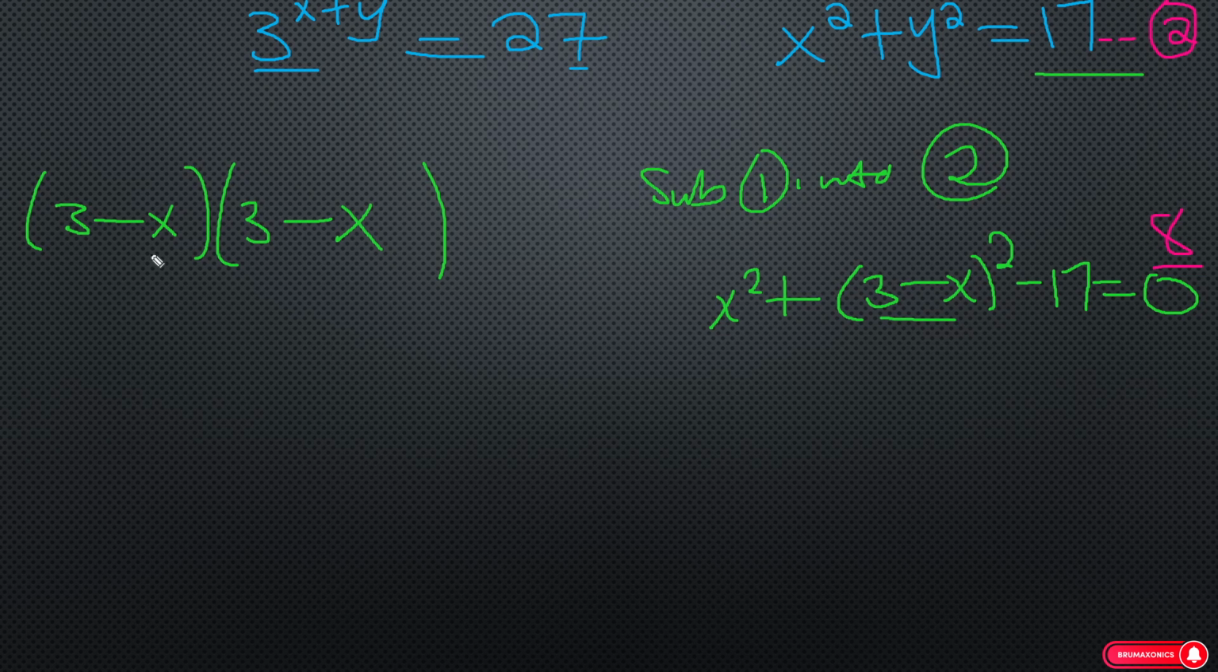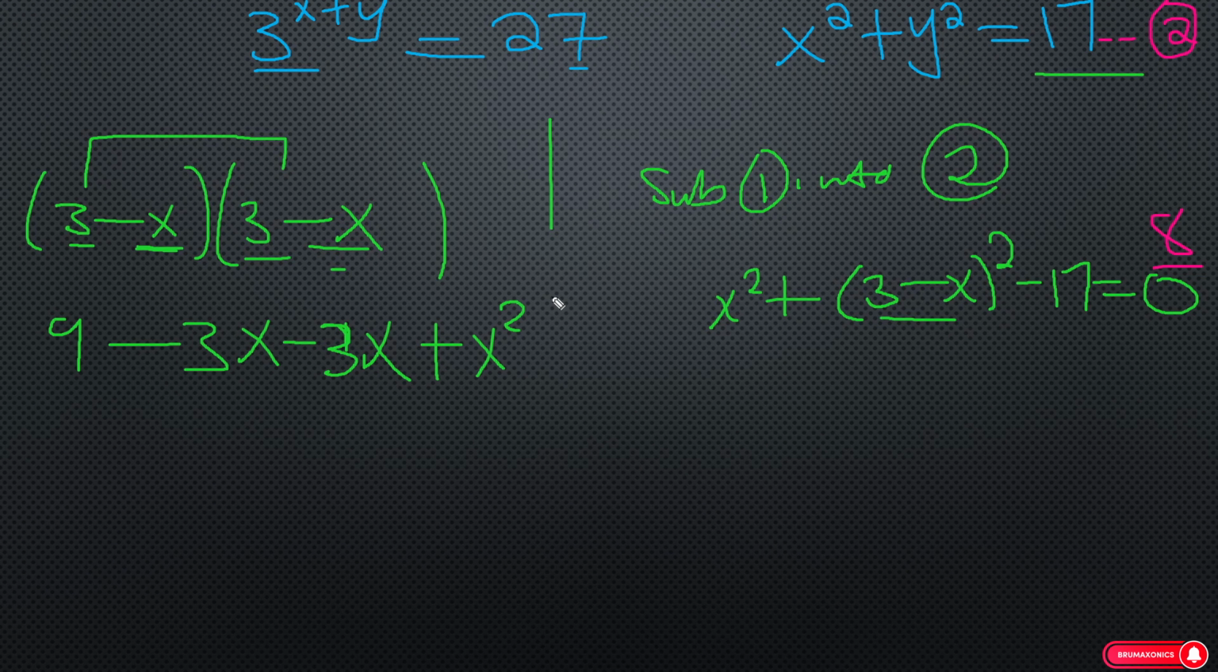Don't just go in and give them the answer because you are smart. You are going to lose some marks. So 3 and 3 will give you a 9, and then 3 and negative x will give you a negative 3x, and then negative x and 3 will give you negative 3x, and then negative times negative will be positive x squared, right? So we can say that this will be x squared minus 6x plus 9, right?